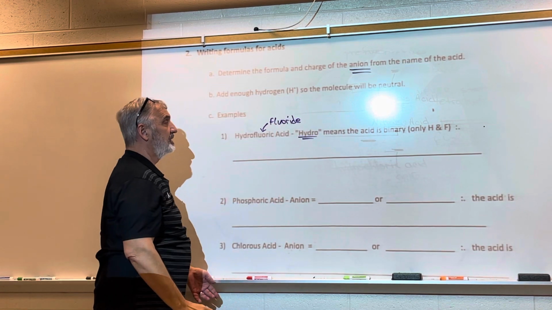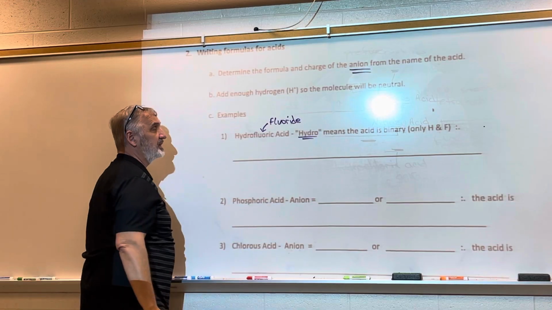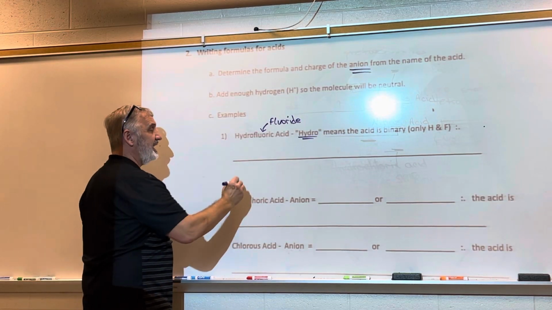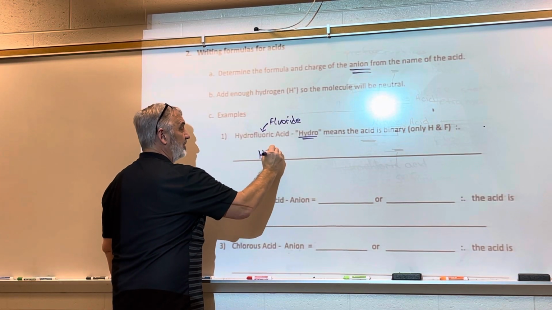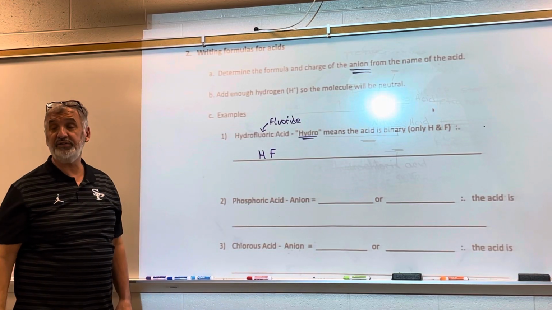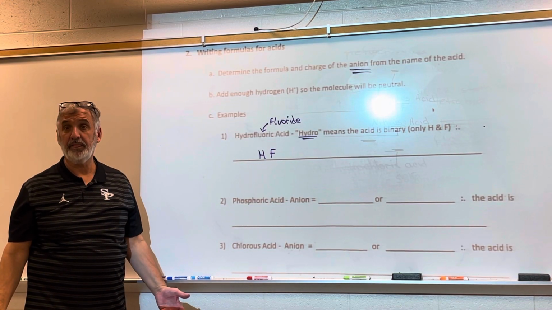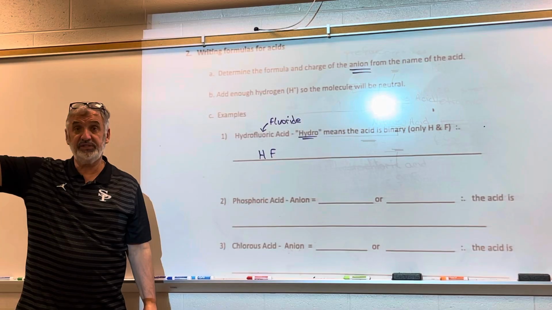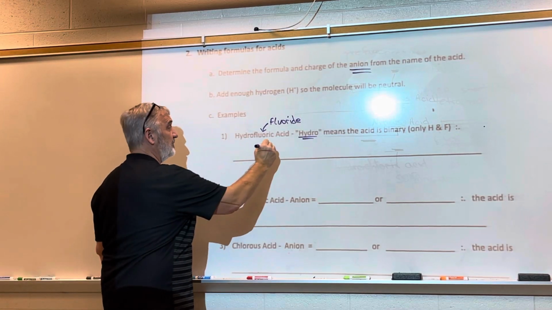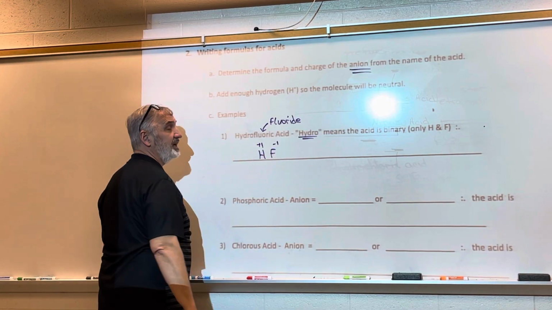Okay? So, what's the formula going to be if it's only H and F? What's the charge on just fluoride? -1. I know that by position on the periodic table. So if this is -1, I only need one of these. It's just going to be HF.